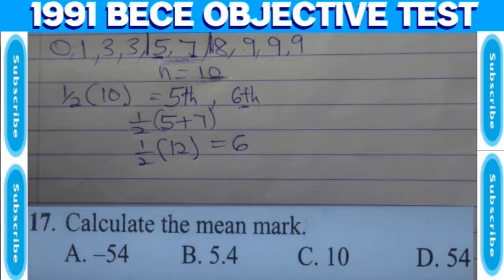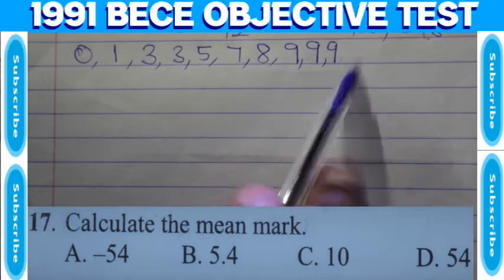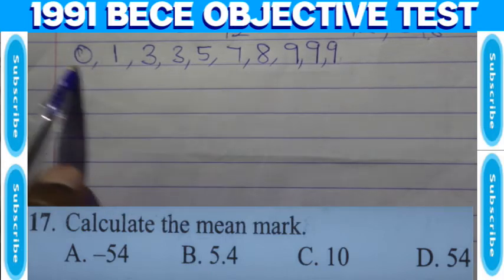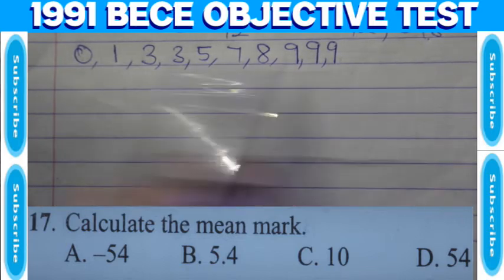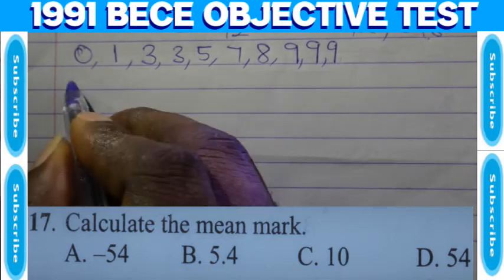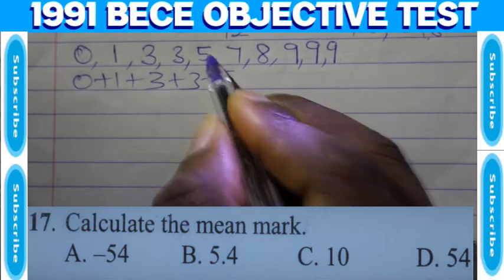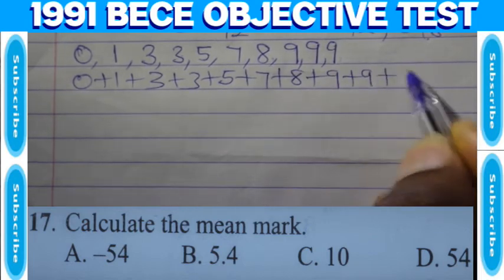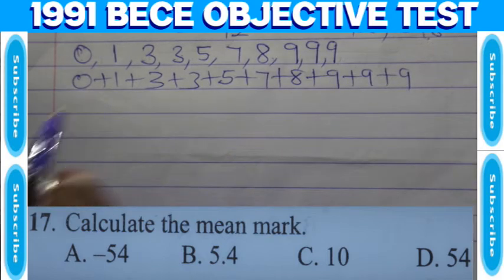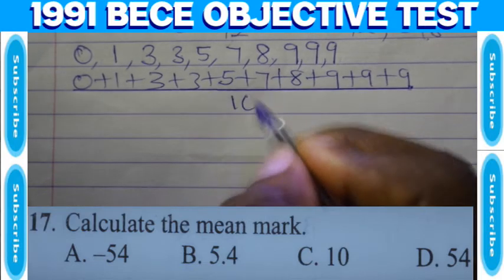To find the mean mark, you sum everything up and divide by the number of items over here. So add everything over here and divide it by the number of items. We have 10 items, so add everything and divide by 10. So it is 0 plus 1 plus 3 again plus 5 plus 7 plus 8 plus 9 plus 9 plus 9, that is 3 nines, and everything must be divided by 10.